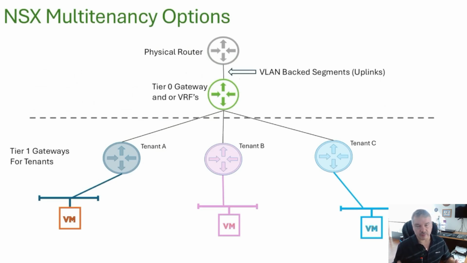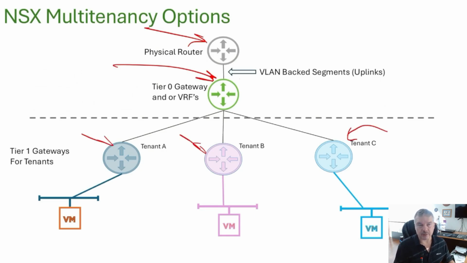One way to do routing is what we refer to as multi-tier or two-tier routing. You'll have your physical environment here, you'll have your tier 0 gateway, and then you have your tier 1 gateways sitting behind that, okay? That's one example. That's an example of a two-tier environment.